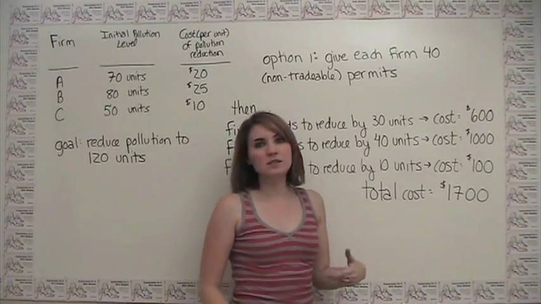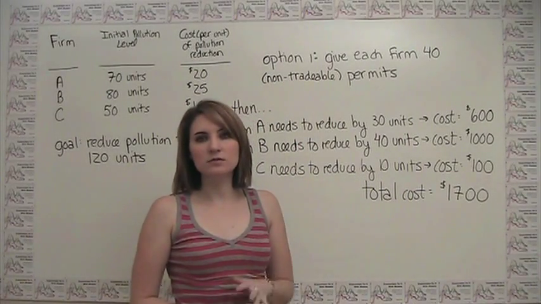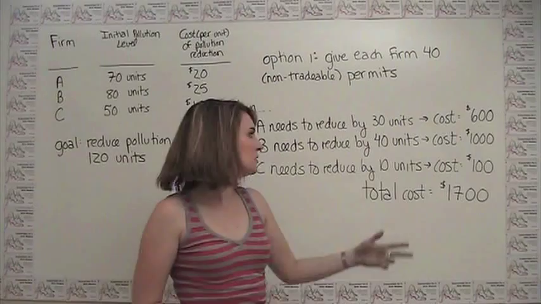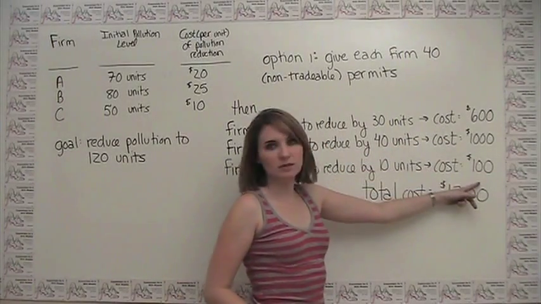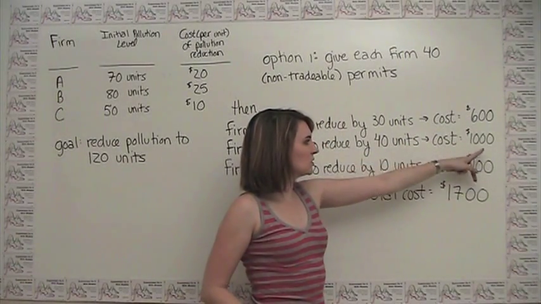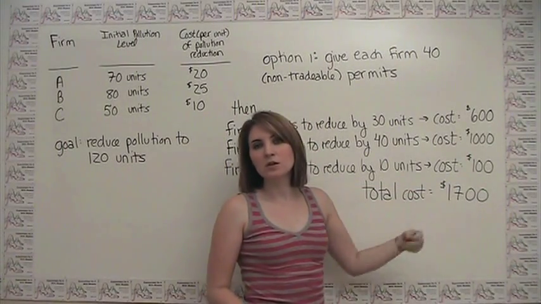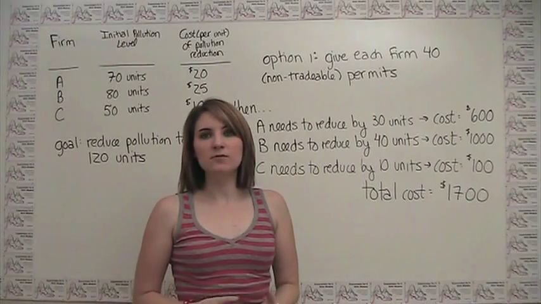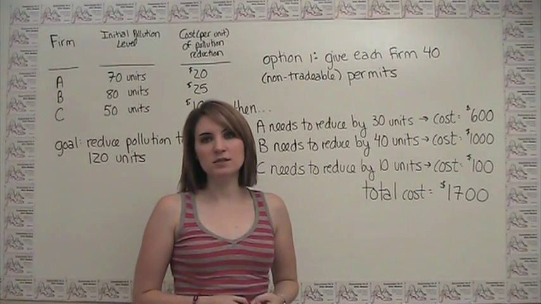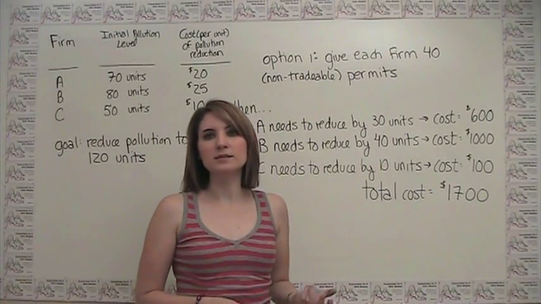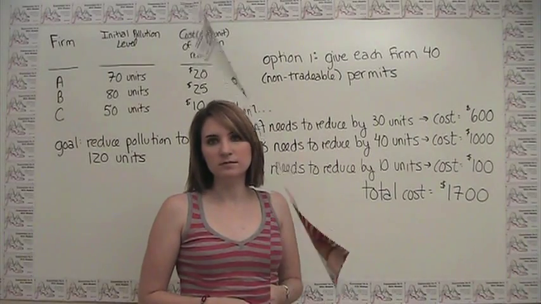We say, well, how much does it cost the system overall to reduce pollution to the desired level? Well, we can just add up these numbers here. So 600 plus 1,000 plus 100 gives us $1,700. So the burden on these three firms to reduce pollution to the desired level is a combined $1,700.